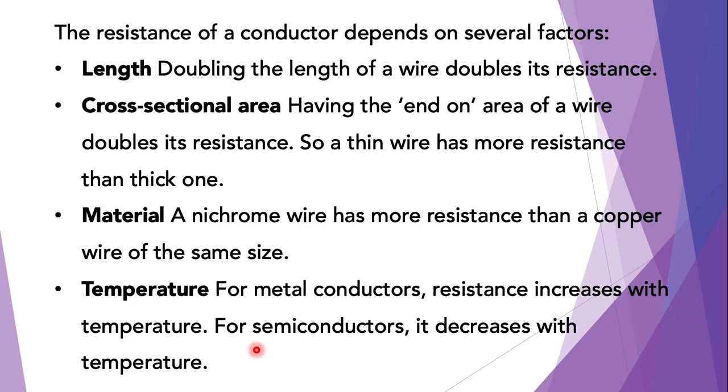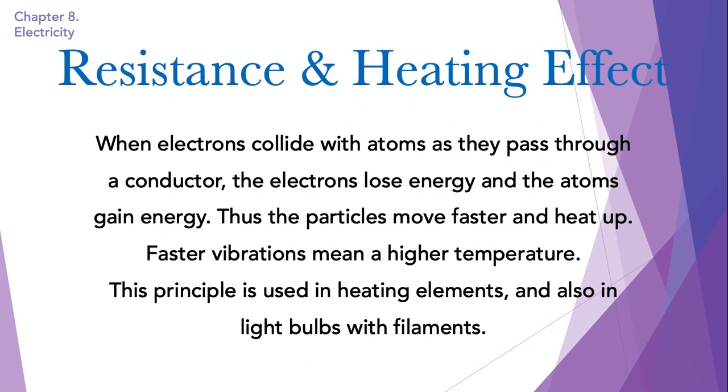When electrons collide with atoms as they pass through a conductor, the electrons lose energy and the atoms gain energy. Thus, the particles move faster and heat up. So, faster vibrations mean a higher temperature. This principle is used in heating elements and also in light bulbs with filaments.